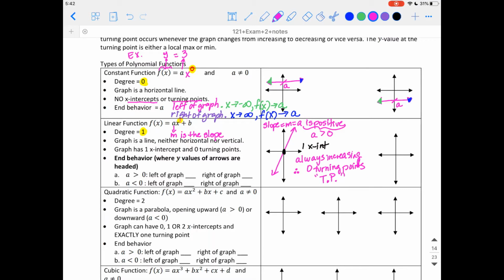Now the other graph that I can have is technically one with a negative slope. So coming like this. So my a is negative. And again, the way that we can write that is that your a is less than 0. And I do have 1 x-intercept right here. And this is always decreasing, so therefore 0 turning points as well.